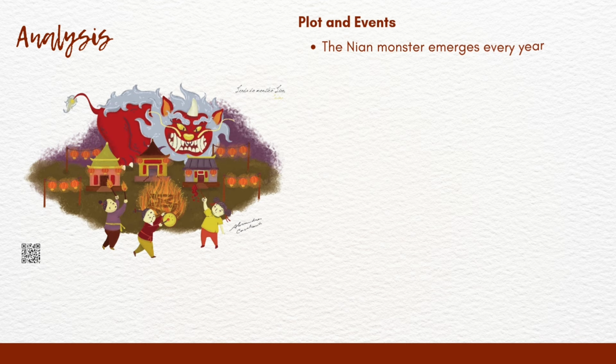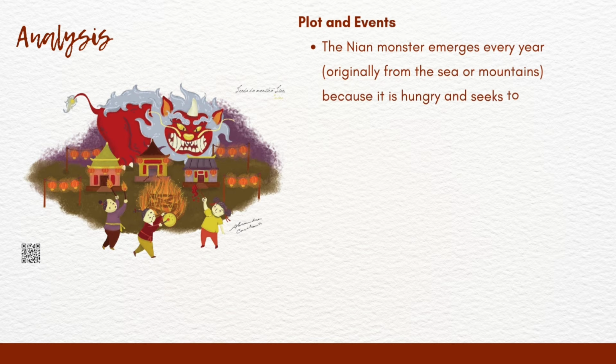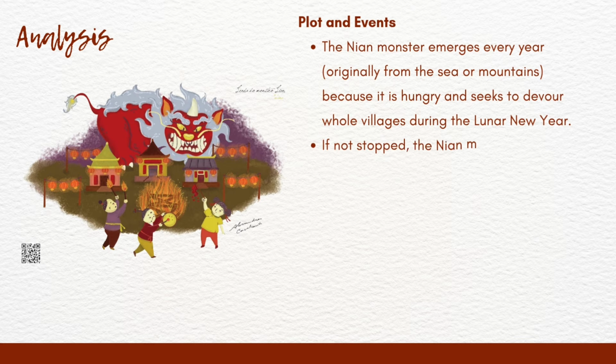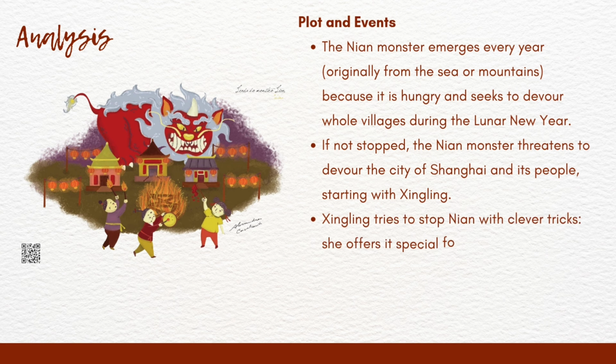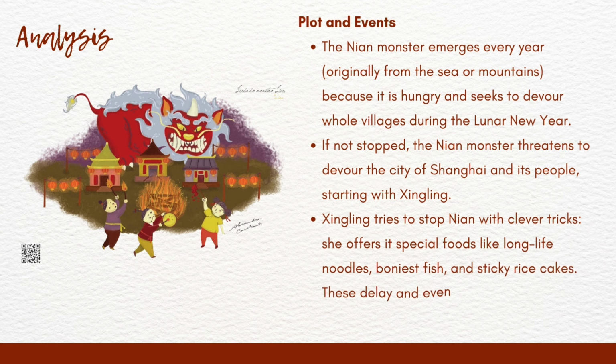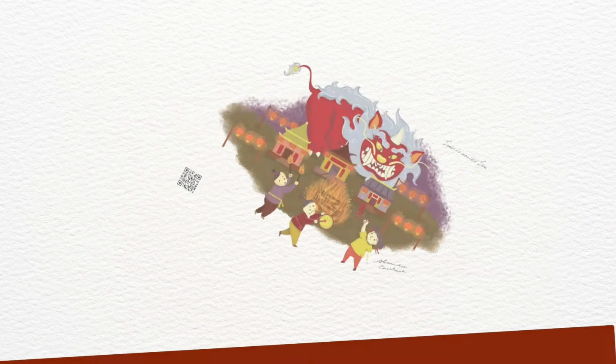For the plot and events, the Neon Monster emerges every year because it is hungry and seeks to devour whole villages during the Lunar New Year. If not stopped, the Neon Monster threatens to devour the city of Shanghai and its people, starting with Xingling. Xingling tries to stop Neon with clever tricks. She offers it special foods like long life noodles, bony fish, and sticky rice cakes. This delays and eventually hinders the monster, buying time for more defense.